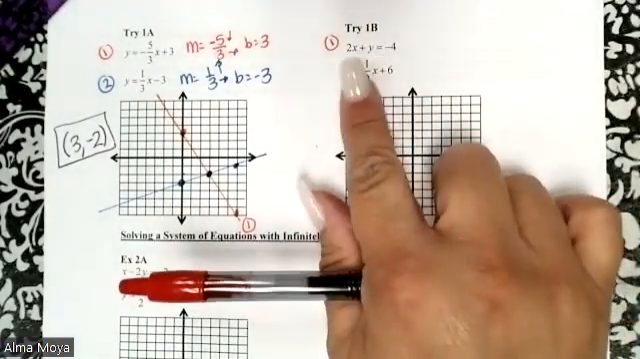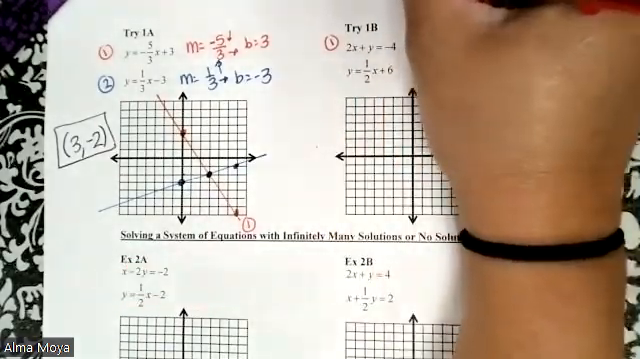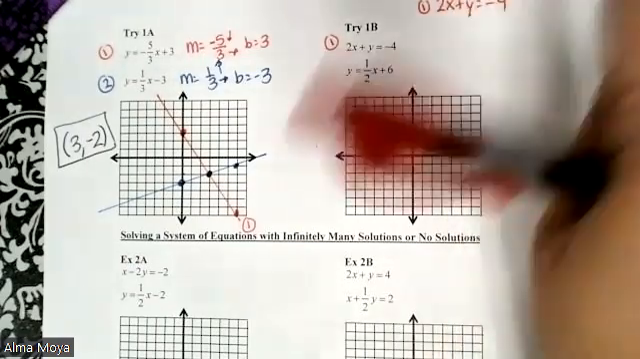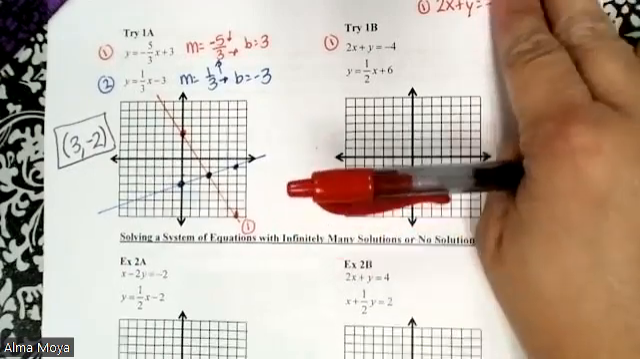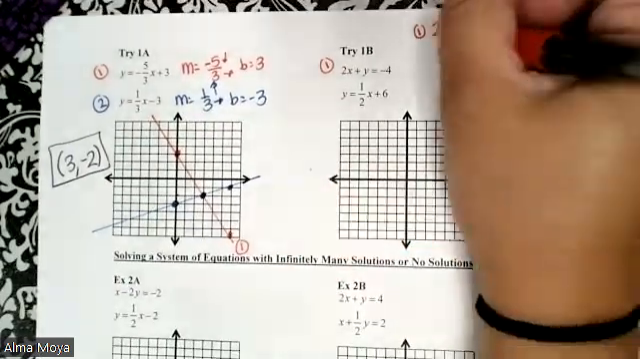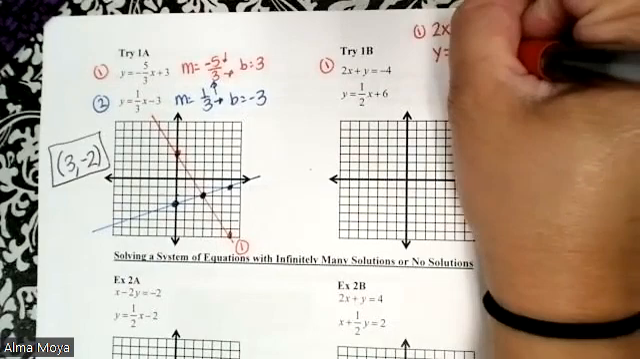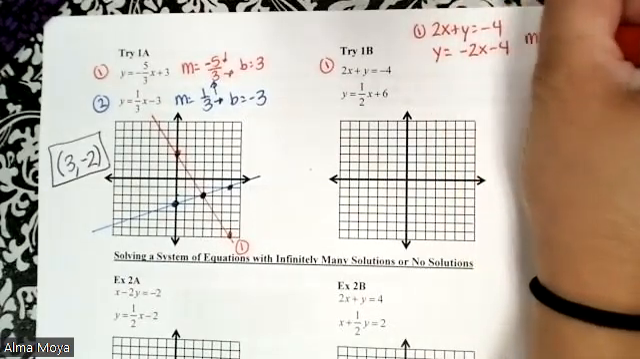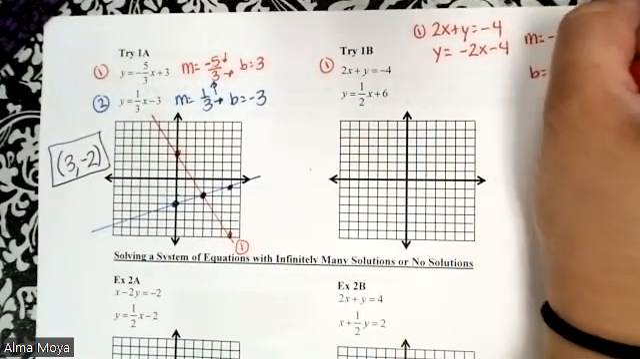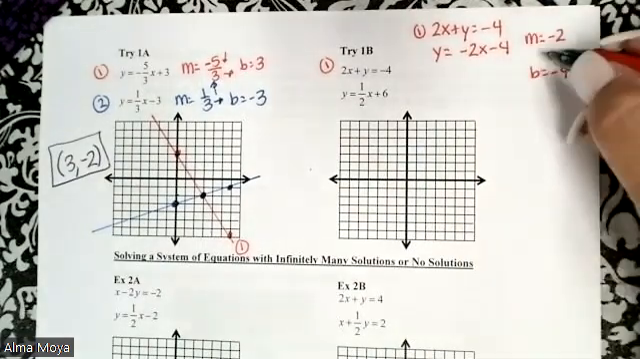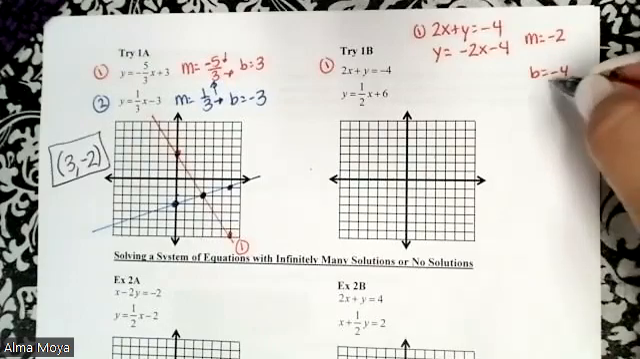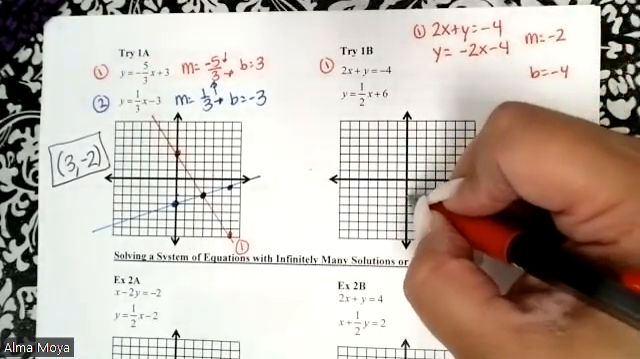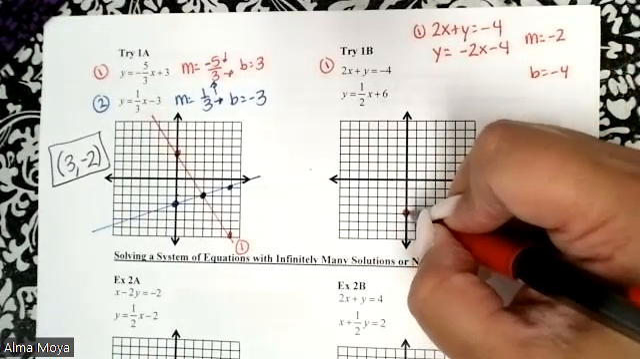Once again, that does not say y equals mx plus b. So if I have 2x plus y equals negative 4, I need to solve for y. So I'm going to subtract 2x from both sides. So y equals negative 2x minus 4. In this case, the m is going to be negative 2 and the b is going to be negative 4. You always have to graph the b first because that is your y-intercept. So the y-intercept is at negative 4: negative 1, negative 2, negative 3, negative 4.